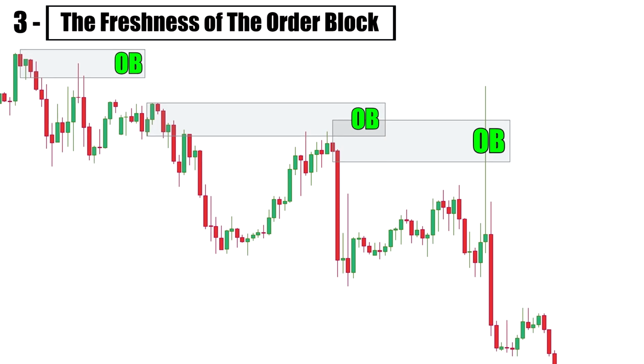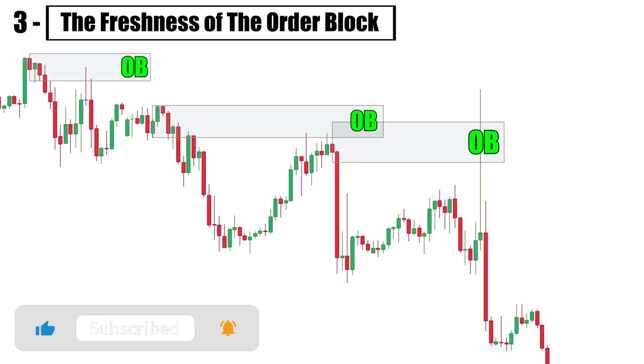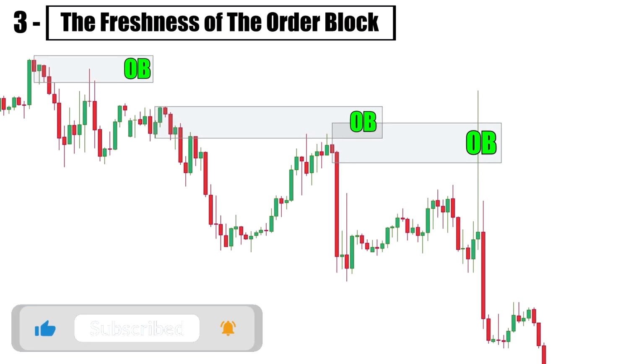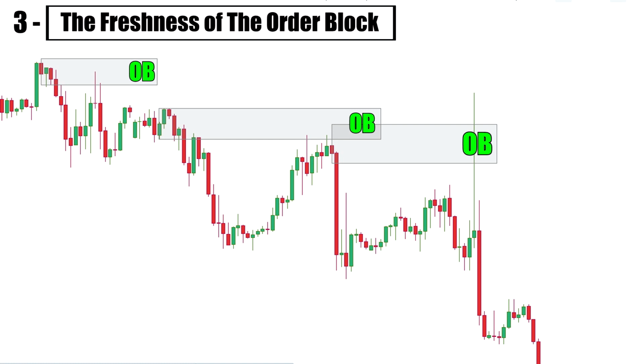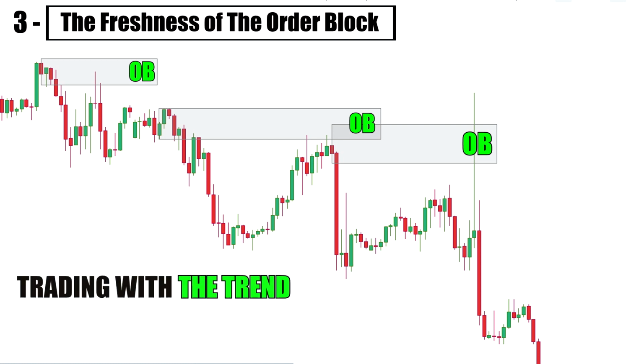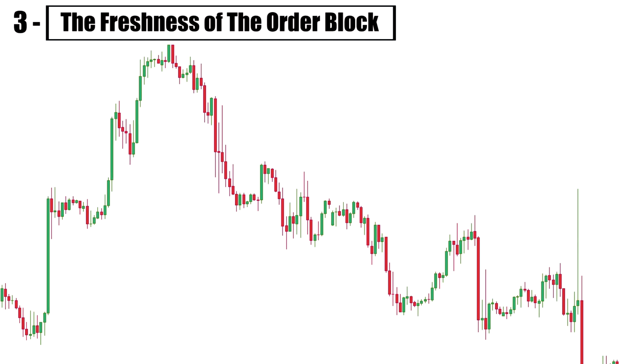Take this example on Euro USD during a strong uptrend. You'll notice the market keeps forming fresh order blocks, tapping into them, and then continuing the bullish momentum. This kind of price action confirms that trading with the trend and focusing on fresh zones significantly increases your chances of success. Now, let's look at a different type of scenario.